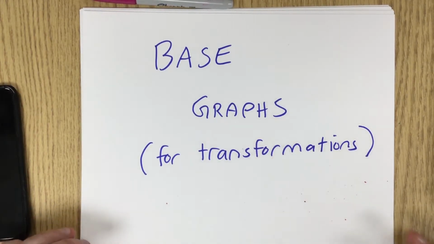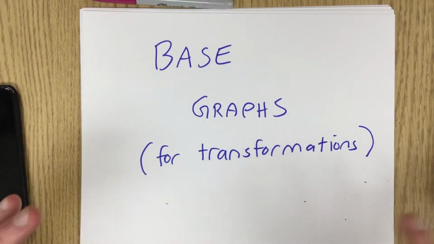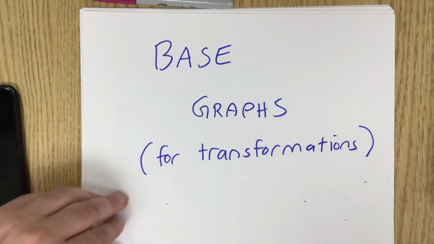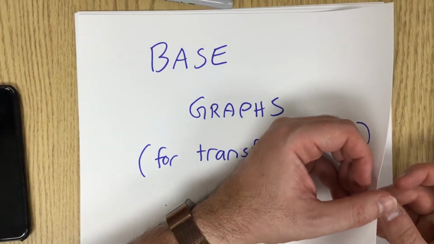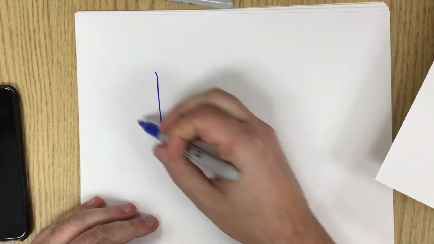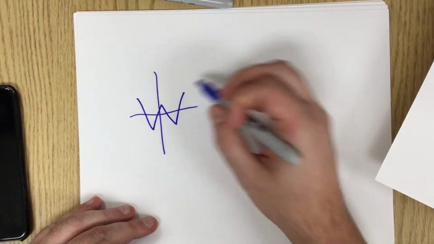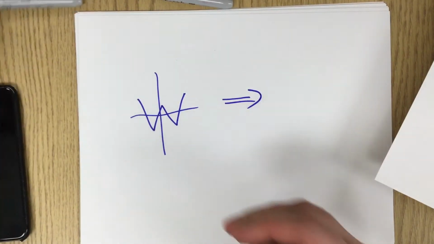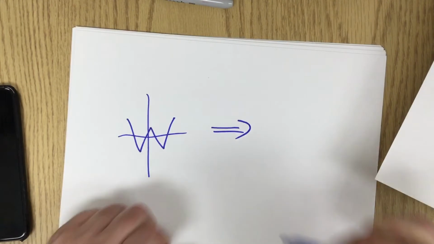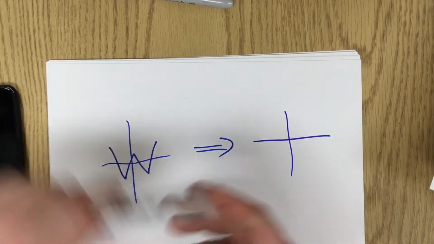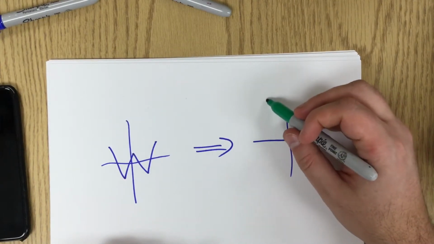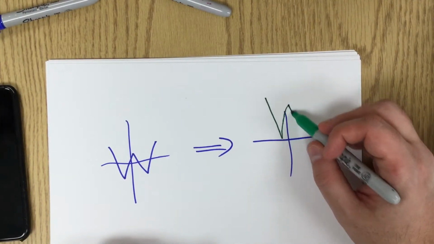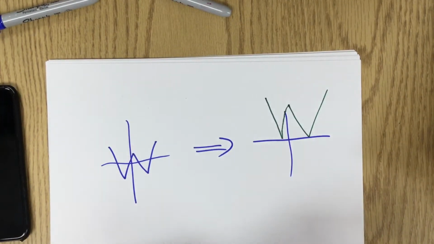I'm going to be going through some base graphs for transformation. Base graphs are essentially our starting points, and then we're going to move them around. So for example, we have some sort of base graph, and it looks something like this. And then we're going to move it, and maybe it's been moved up, and it's been stretched or something, or moved left and right. It's been transformed in some way.